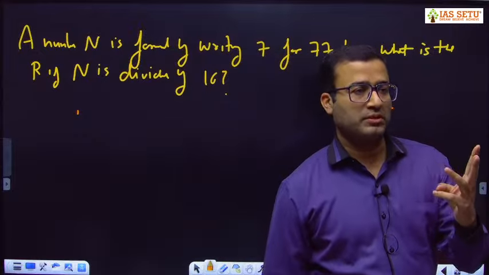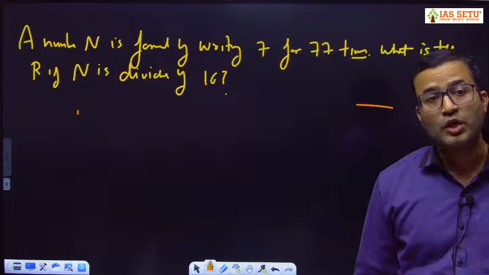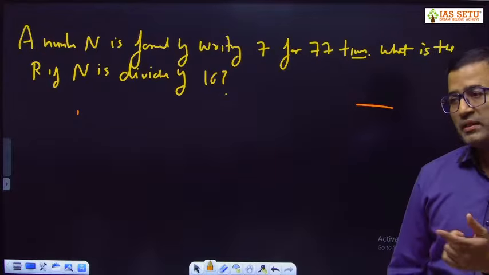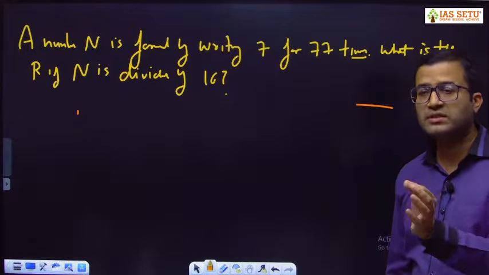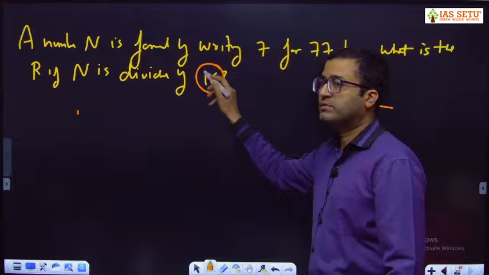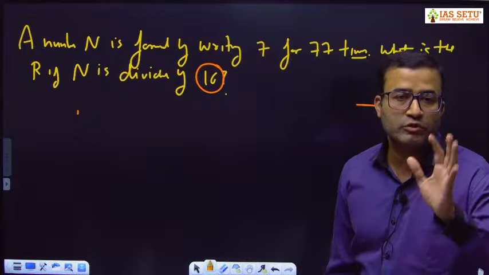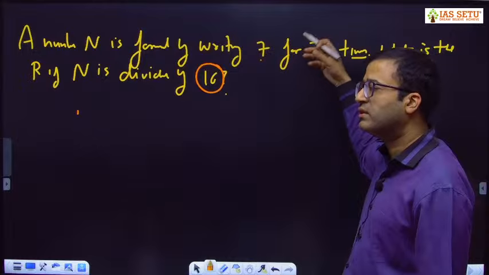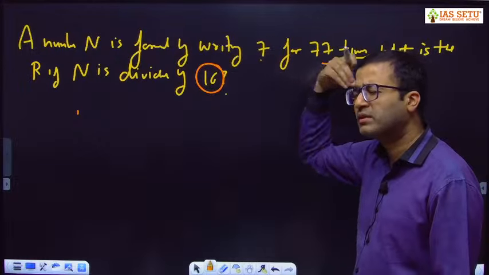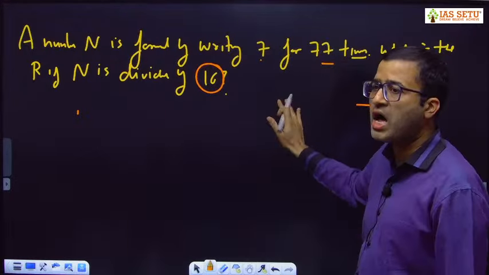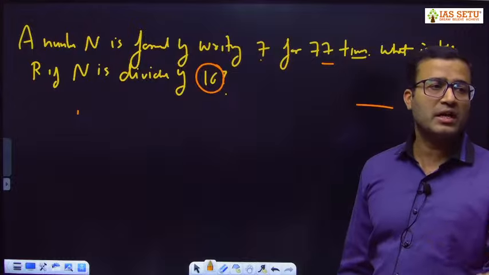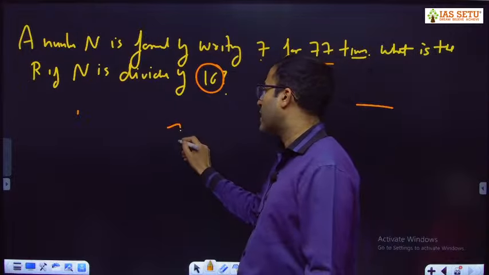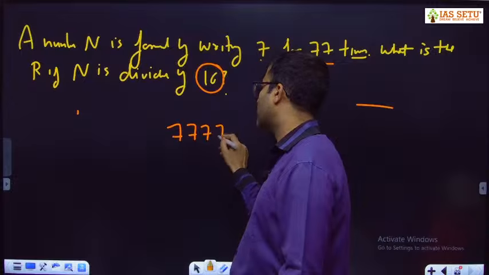See, I have three options. Method 1 is your school method. You divide the entire number, which is time consuming. Method 2 is our concept. Concept क्या कहता है? For divisibility of 16, only the last 4 digits are sufficient. Since you have 7 how many times? 77 times, 1000 times, 10,000 times, doesn't matter. Only the last 4 digits matter. What are the last 4 digits? 7 7 7 7.